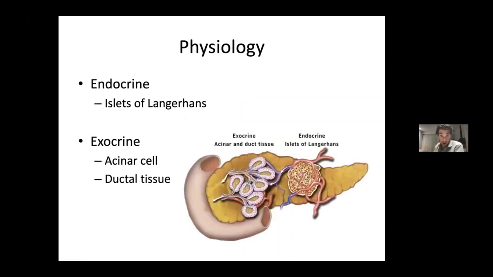So physiology wise, again brief, it's endocrine function and exocrine function. So the insulin gets formed in the islets of Langerhans and has its use in the endocrine function, and exocrine function is where the digestive enzymes are formed, aiding digestion.